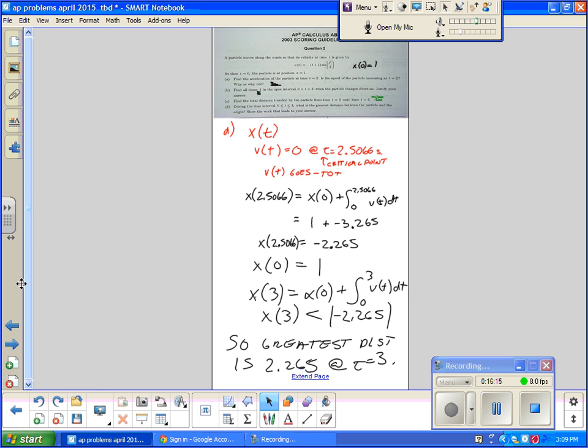That's the greatest distance. Again, it has two things going on in the last one. You have to use the extreme value theorem. You have to use the fundamental theorem of calculus. You get 1 point for that. You get 1 point for the distance of 2.265. You get 1 point for showing the endpoints, guys. All right? That to get the answers that you considered, okay?